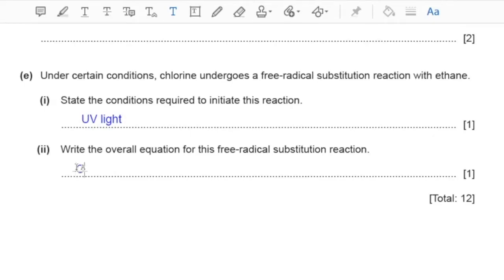Part 2, write the overall equation for this free radical substitution reaction. So ethane is reacting with chlorine, which gives you, it's a substitution reaction. It's a free radical substitution reaction, so it will be C2H5Cl plus HCl.